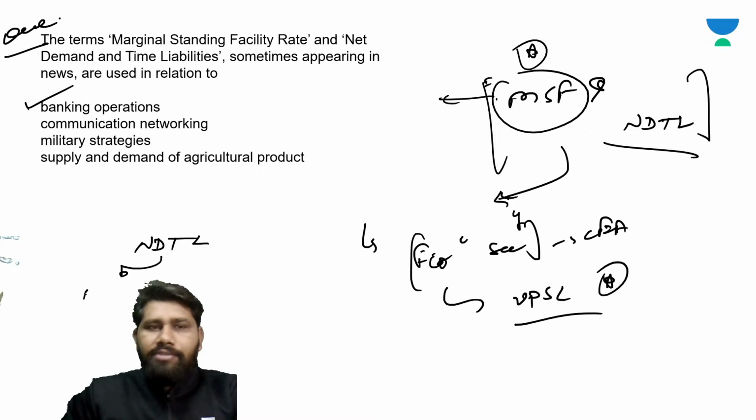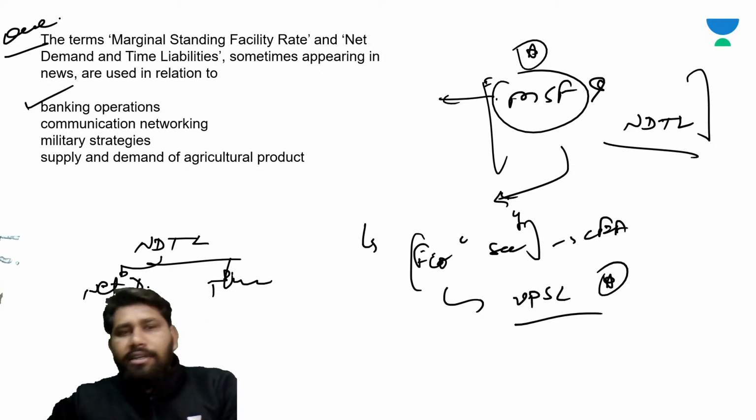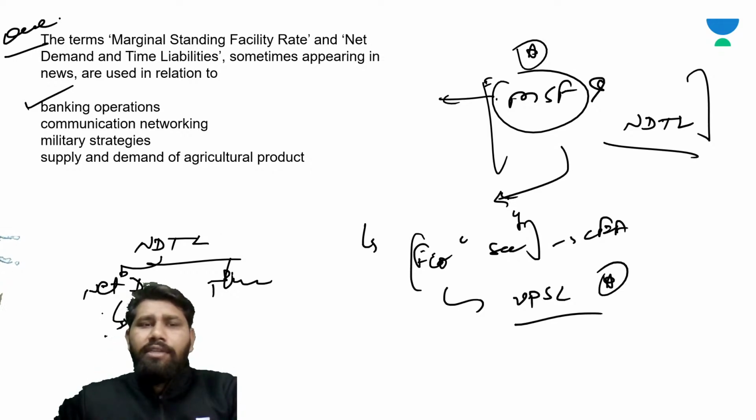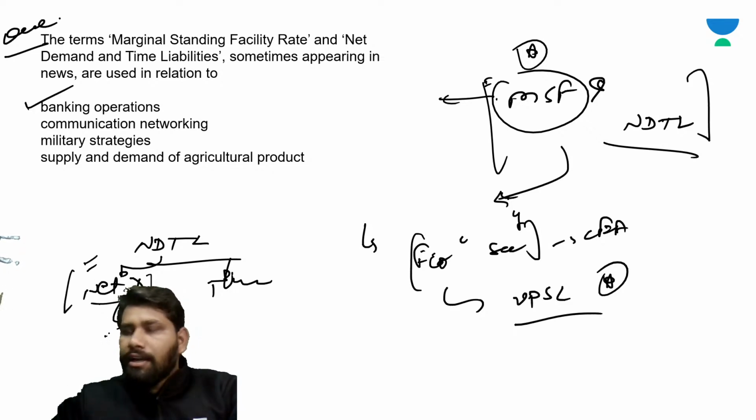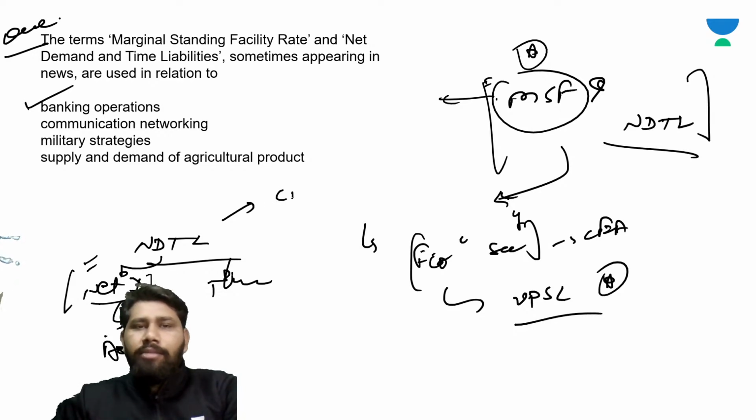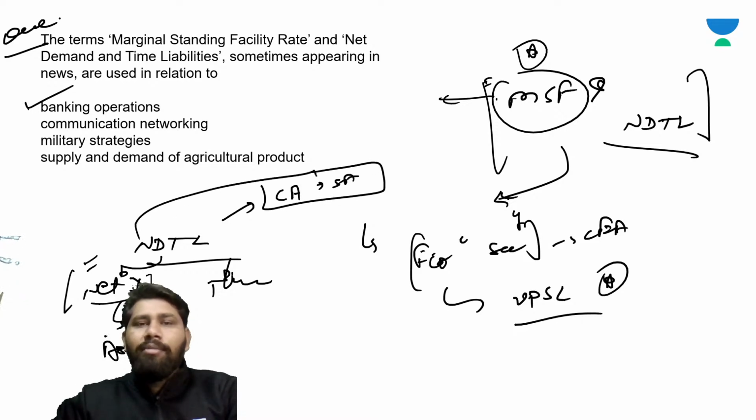ND means net demand and time liabilities. What are demand liabilities? Demand liabilities need to be given to the customer whenever the customer demands, especially from any bank, right? Because they are actually assets for the customers and need to be returned, they are on the liability side of the bank. So any deposit in a current account and saving account is a demand liability. Any deposit under both accounts needs to be given whenever demanded by the customer, right?